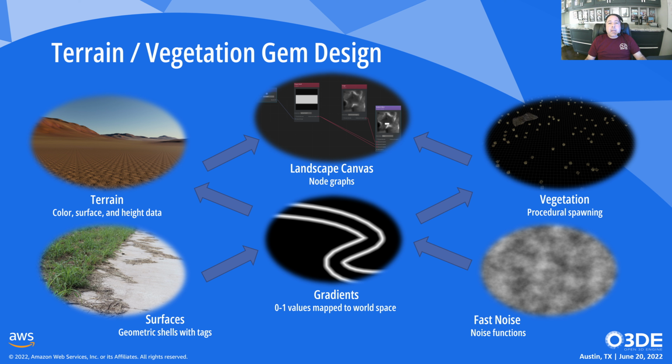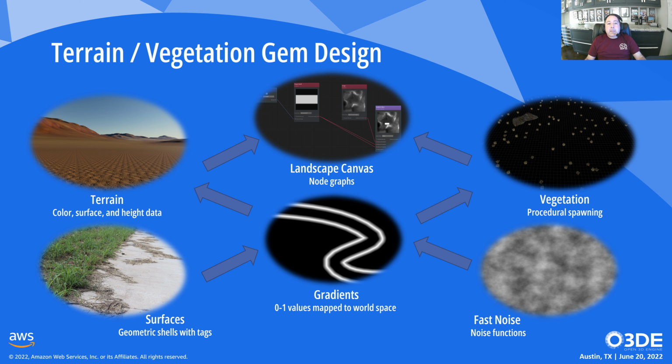So with terrain and vegetation, we landed on a division of 6 separate gems. At the base, we have surfaces, gradients, and noise that provide general concepts that can be used on their own. In fact, gradients have already been used with other rendering features, and noise functions have been used with the navigation system. The terrain and vegetation systems sit on top of these 3, but each fully contain their individual systems while relying on these base gems. And then at the very top, we've got Landscape Canvas, which is an optional node graph editor that can be used with vegetation and hopefully sometime soon with terrain.